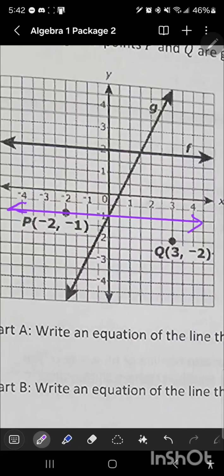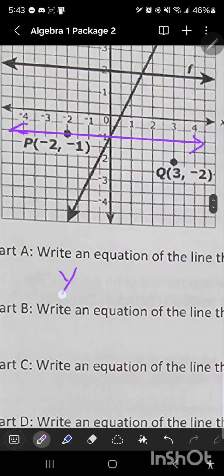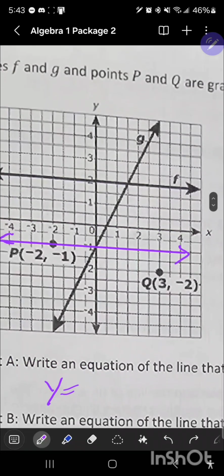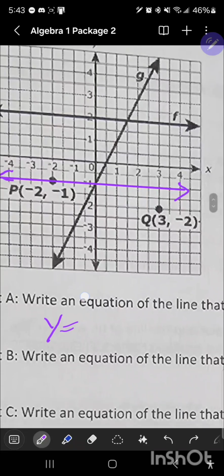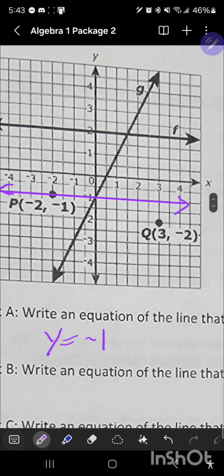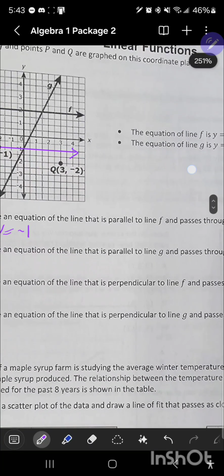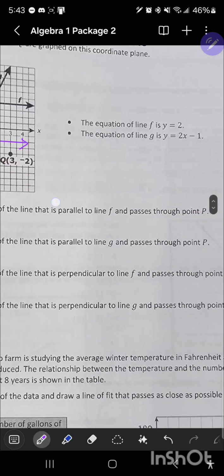Now, we know that this is point P, and when we draw a straight horizontal line, it passes through -1, which is the y value of point P. So I can say that my equation will be y equals this value, which is the y-intercept. As you can see, in the first one, it was y equals 2 because of the y-intercept. So the y-intercept here will be -1. So it will be y equals -1. That's our equation.